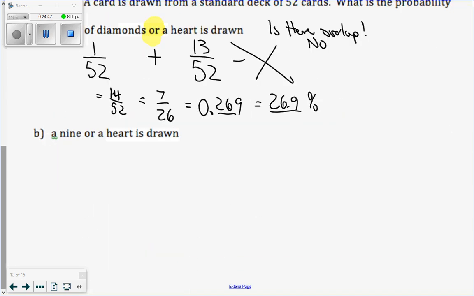Okay, a 9 or a heart is drawn. So or again means add. Okay, so what's the probability of getting a 9? How many 9s are there in the deck? There's 4. How many hearts are there in the deck? 13. And again, we're going to check for overlap.